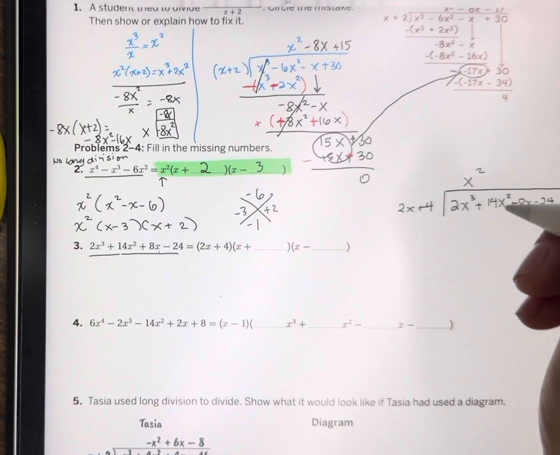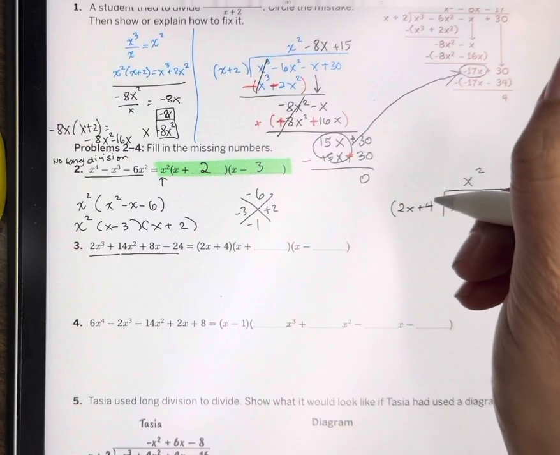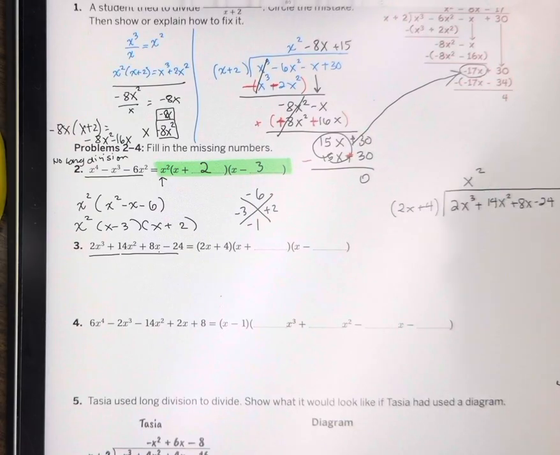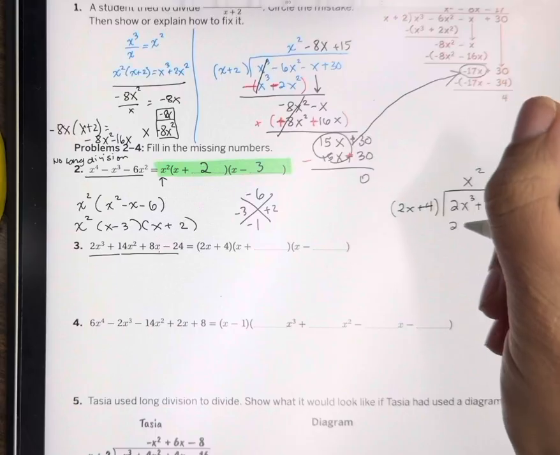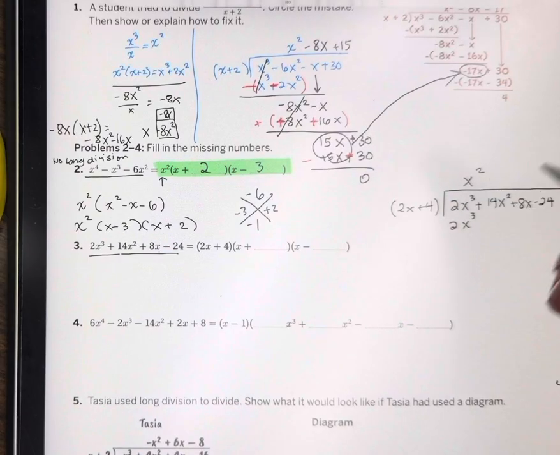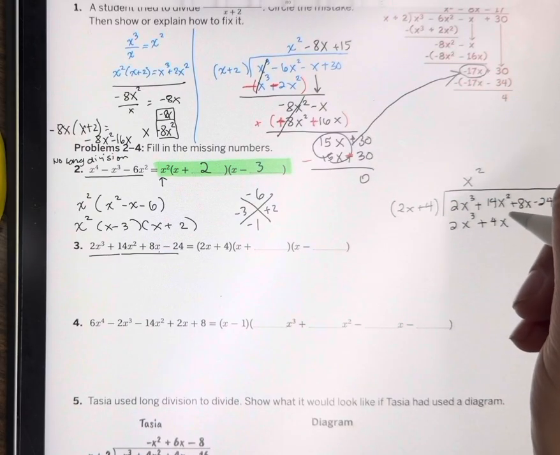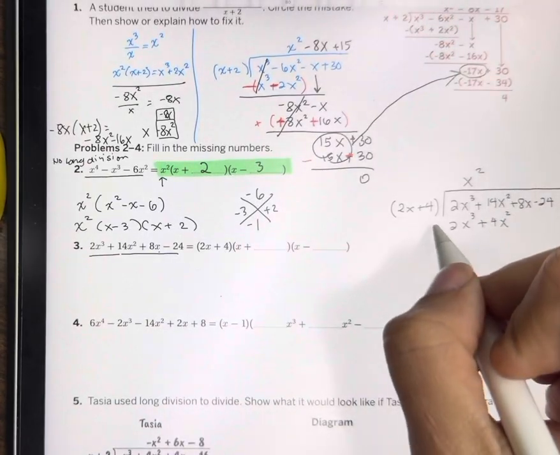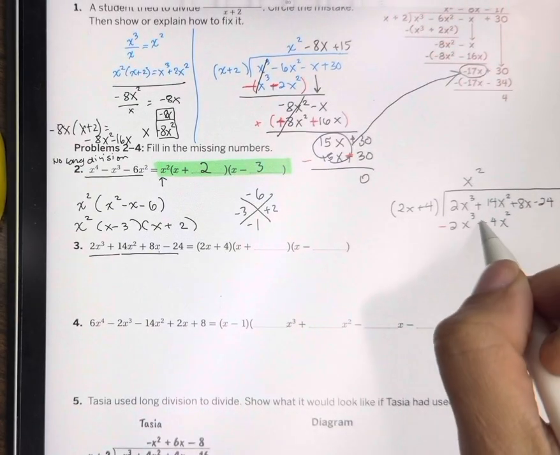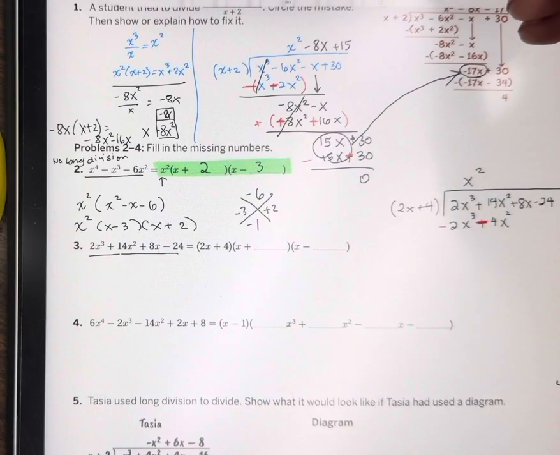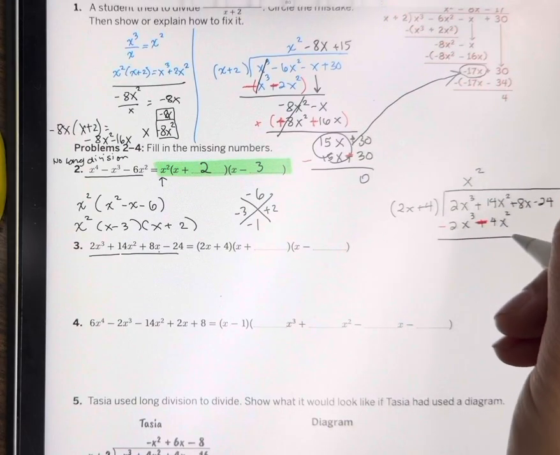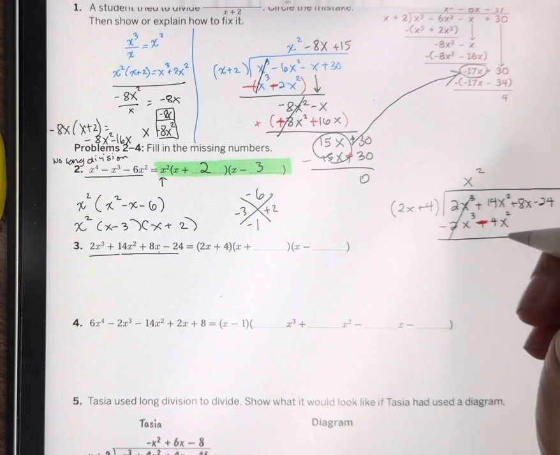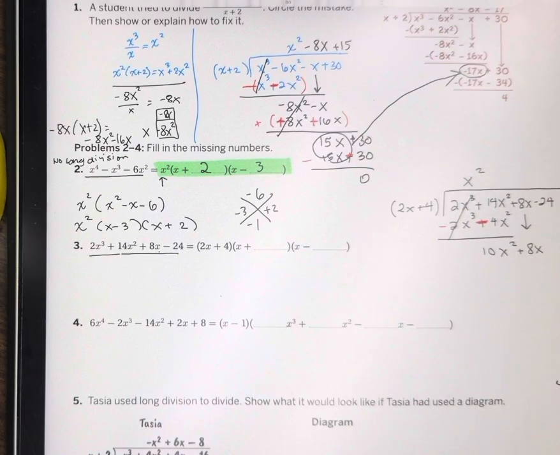And now I need to multiply this by this, and throw parentheses so you don't forget to distribute. x squared times 2x is 2x cubed. x squared times 4 is 4x squared. And now we're going to subtract, which means we're going to change everybody's sign. This cancels, and this is 10x squared. And this is 8x. I drop it down.